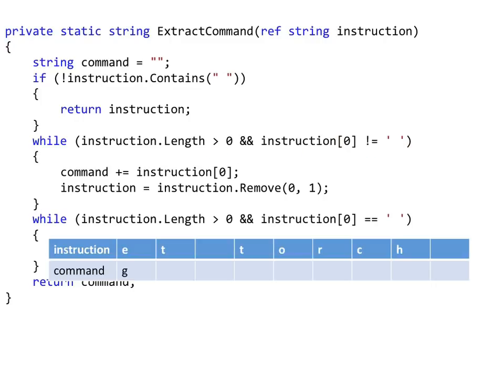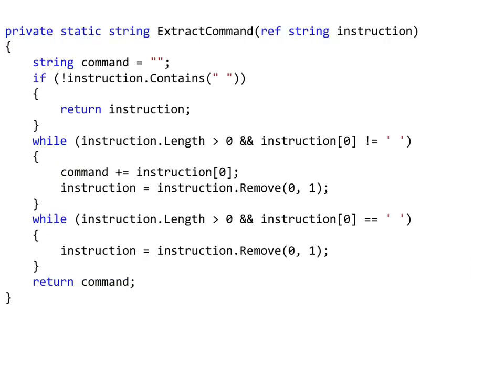encountered a space. The length is greater than 0, goes around and does it again, removing the E, and then it will do it again, the T, and then the length is greater than 0, but it has found a space at this point, so it's not going to go around that loop. So at this point it's going to go into this while loop here.